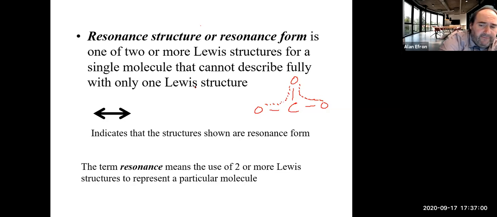And again, if you're not asked to draw the resonance structure, you literally could draw any one of the three structures and they would be perfectly fine. But usually, if we draw resonance structures, we use this two-headed arrow in between the different structures to indicate that they are obviously related to each other. So here's a couple of examples.